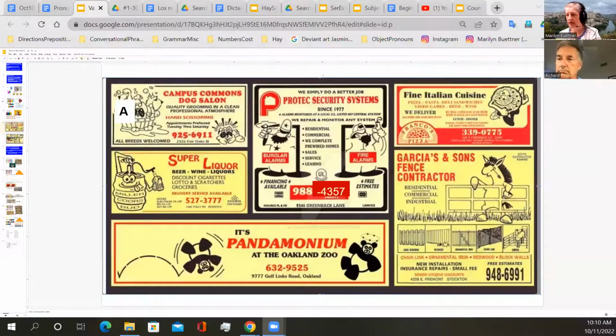Okay, and I hope you can see my screen, yes? Okay, magnifico. Can you see the screen with the numbers here or no? Yes. Great. I'm going to have you look at the Campus Common Dog Salon. ¿Cuál es el número de teléfono? What's the phone number there? 9, 2, 5, 6, 9, 1, 1. Bien.